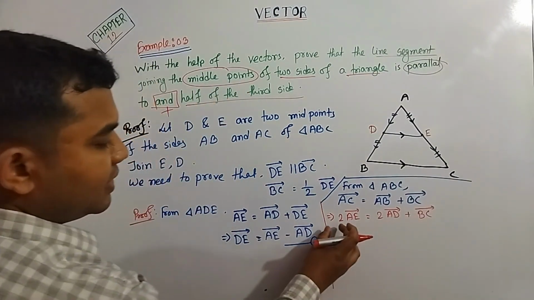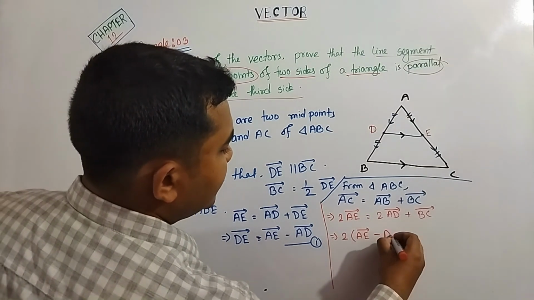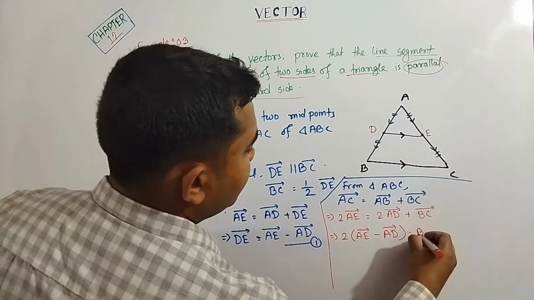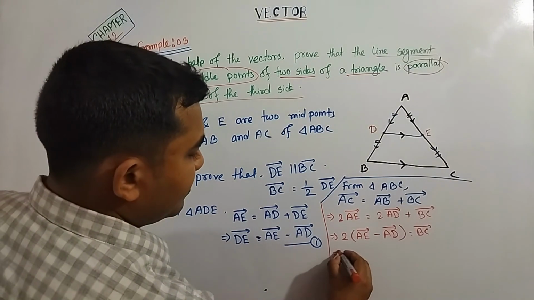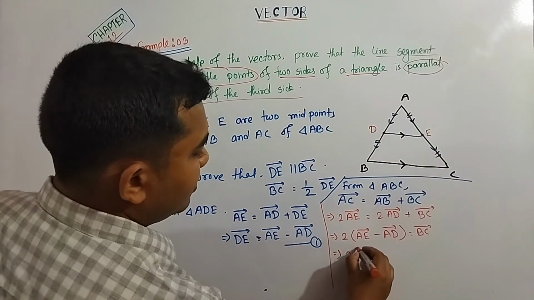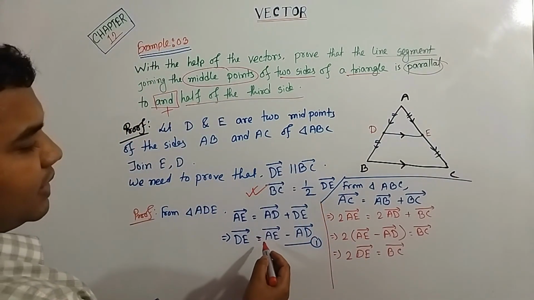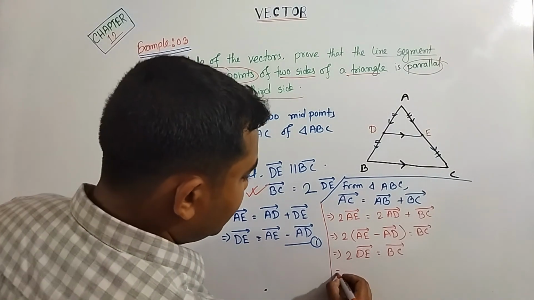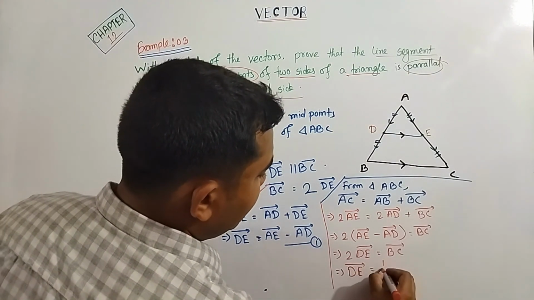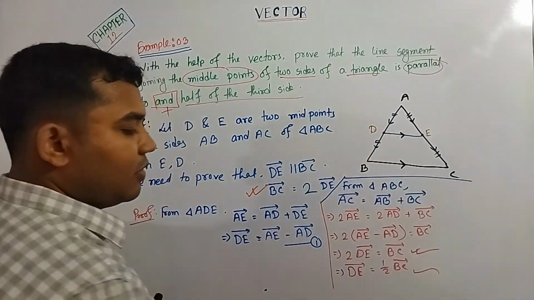If we change the side, 2 will be common, so 2 into AE minus AD is equal to BC. AE minus AD is nothing but DE. So 2 into DE is equal to BC. So what we needed to prove here is that BC is equal to 2 into DE, which means DE is equal to half of BC. If you write it like this, this is the proof.